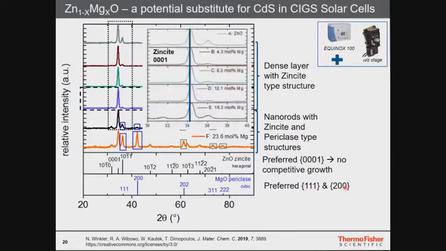If we now try to figure out if we have substitution of magnesium, we can look at the lattice parameter, so the position of our reflections, and we will see that they shift with increasing magnesium content, which means that we have magnesium uptake of the zincite type structure up to a certain degree, and afterwards we get another phase.